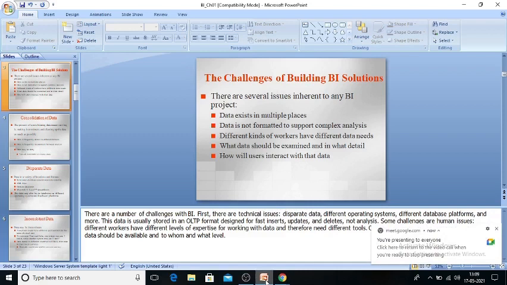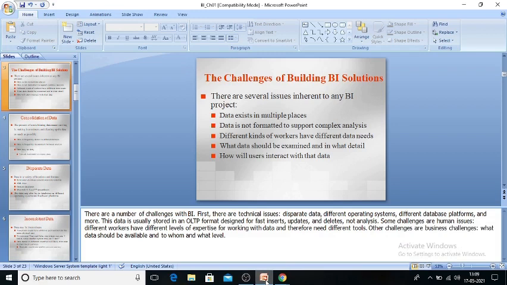These are the challenges we discussed, the challenges when we are building a BI solution, business intelligence solutions. These are already things we discussed. There are several issues inherent to any BI projects or solutions. One is data existing in multiple places, because the data comes from various places. It is one of the big challenges.